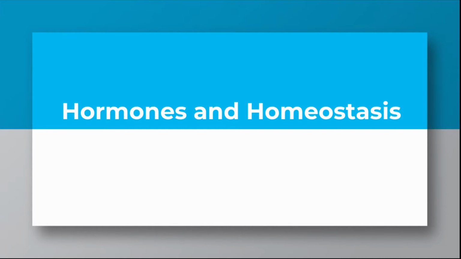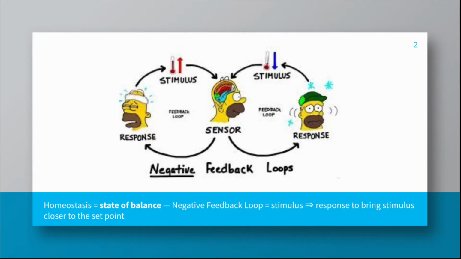Today we're going to talk about hormones and homeostasis in neuroscience. So before we start, let's review a very key term, homeostasis, which means a state of balance in the body. As you may remember from previous videos, a major part of the brain responsible for keeping our body in homeostasis is the hypothalamus, which regulates the production of hormones to control bodily functions like our heart rate.